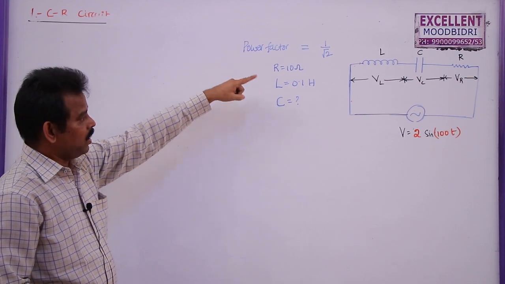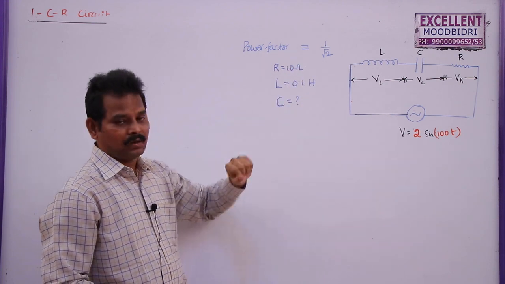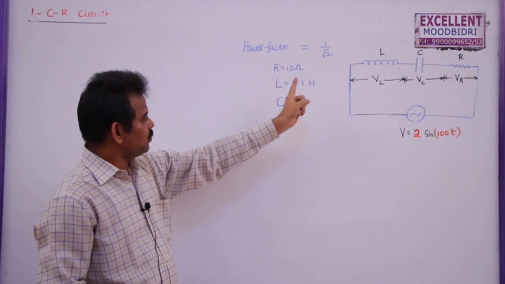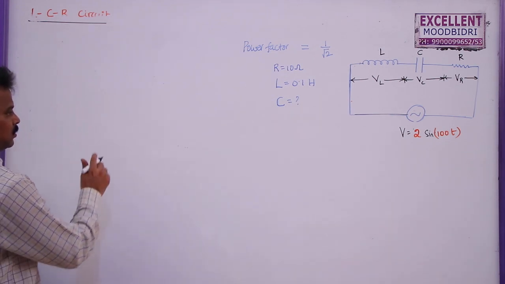Problem on LCR circuit. The power factor of this circuit is given by 1 by root 2. Resistance is 10 ohms, inductance is 0.1 Henry.